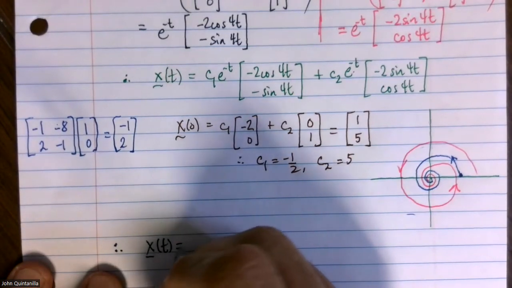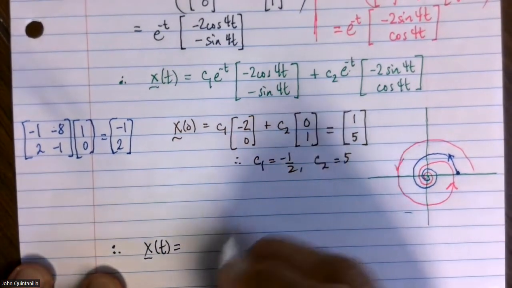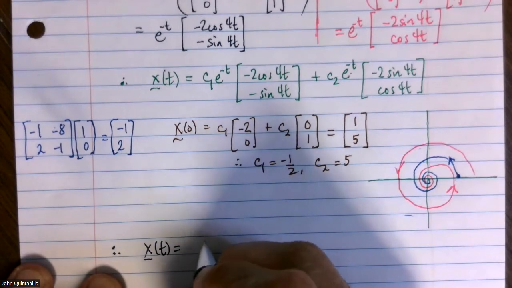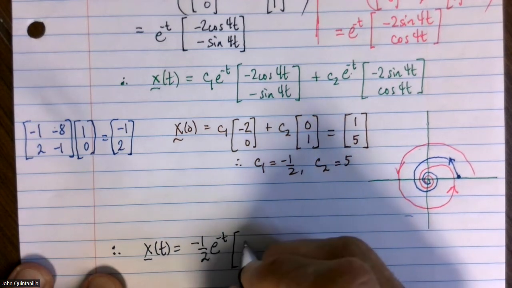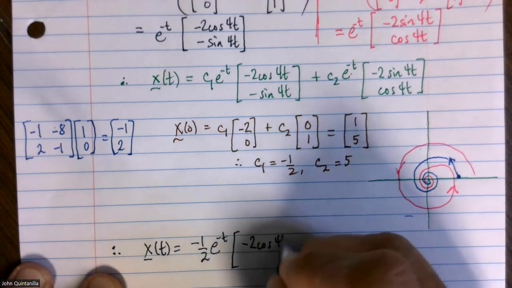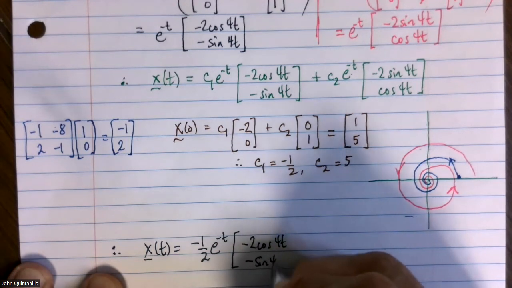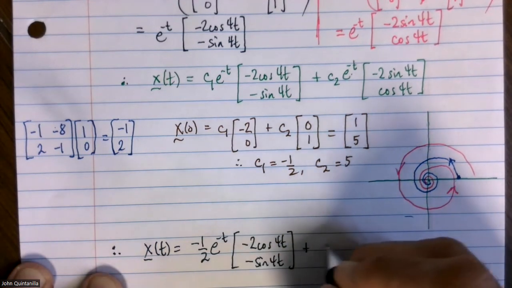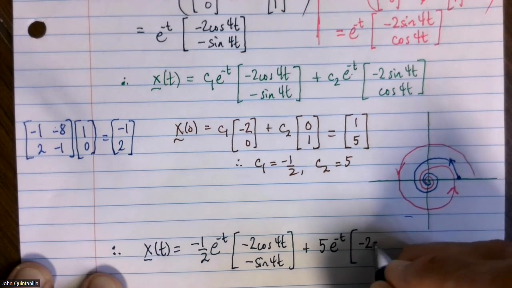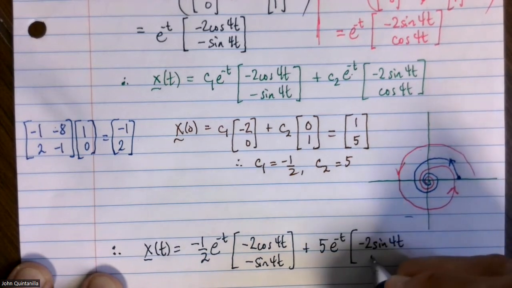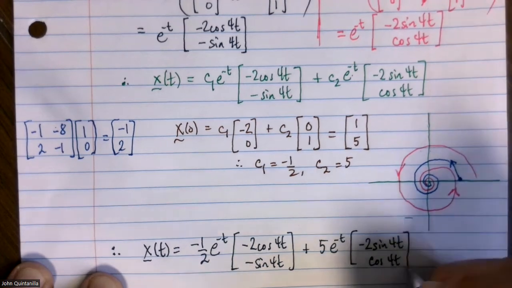And so from there, I can find my solution of the initial value problem is going to be -1/2 e to the minus t times -2 cosine of 4t, negative sine 4t, plus 5 e to the minus t times -2 sine of 4t, cosine of 4t.